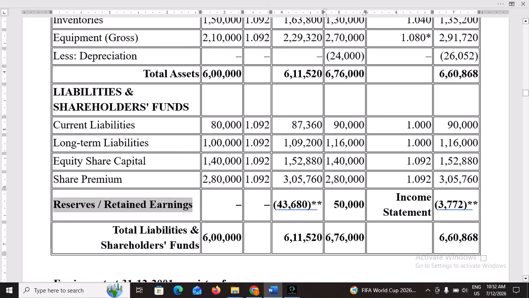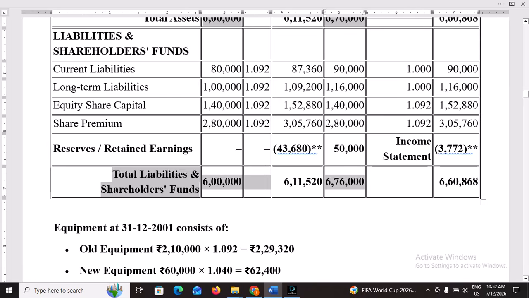Leave reserves and surplus, we will see it later. Okay, done. Next, total liabilities and shareholders' funds. Same to same: above 6 lakh, below also 6 lakh. 6,76,000, same to same. Done. Now this is important.